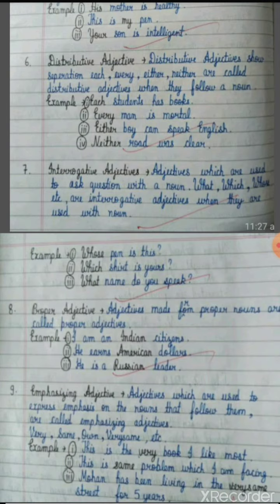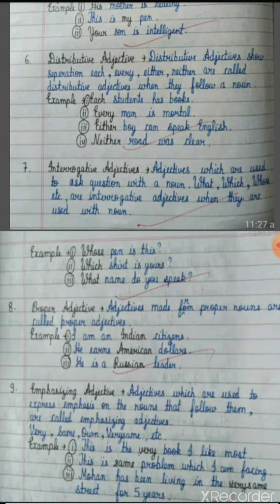Okay, the 8th point is proper adjectives. What is a proper adjective? Adjectives made from proper nouns are called proper adjectives. And what is a proper noun? Such as the name. Naming words are called proper nouns. And if we make a new word from a proper noun, then we call it a proper adjective. Suppose, I am an Indian citizen. So India is a proper noun and we make a new word with it, Indian. So Indian is a proper adjective.